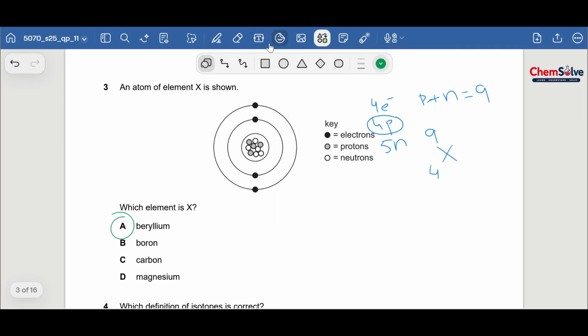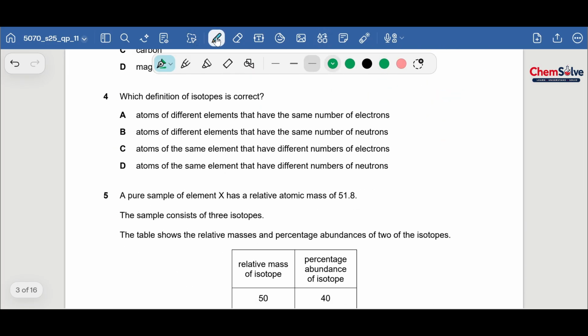Okay, let's move to the next question. Which definition of the isotope is correct? Okay, so let's look at the definition of the isotope ourselves. Isotopes are the atoms of the same element. So option A is saying different elements, so wrong. Option B is saying different elements, obviously wrong. So we just have to choose between C and D.